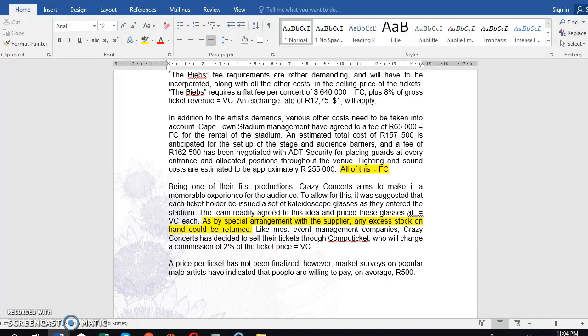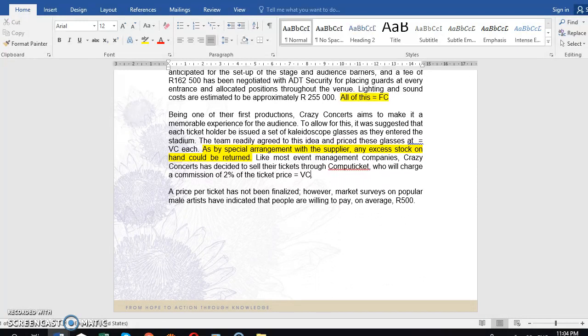And then lastly, a ticket price per ticket has not been finalized. However, market research is favourable. Market analysts have indicated people are willing to pay on average 500 rand. So that is our selling price.